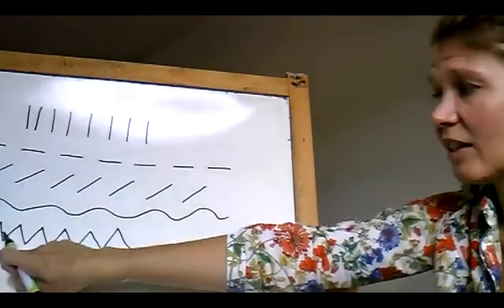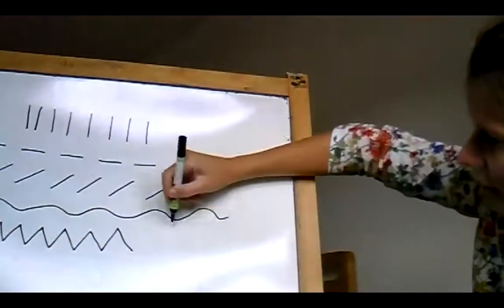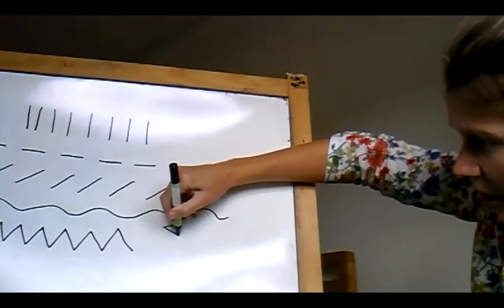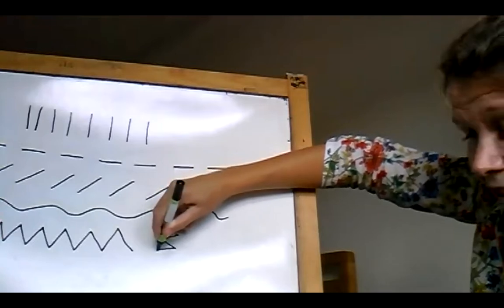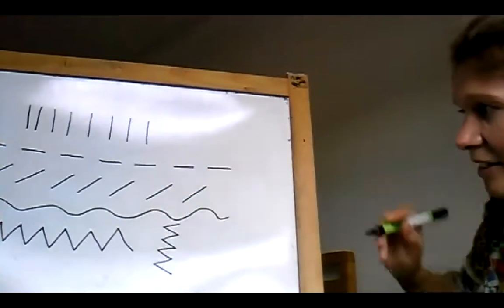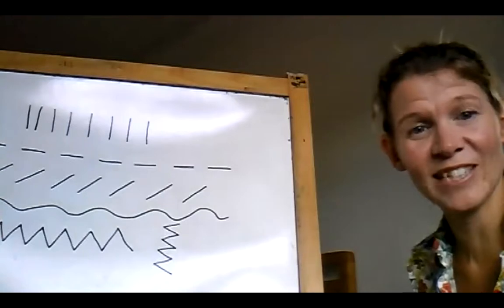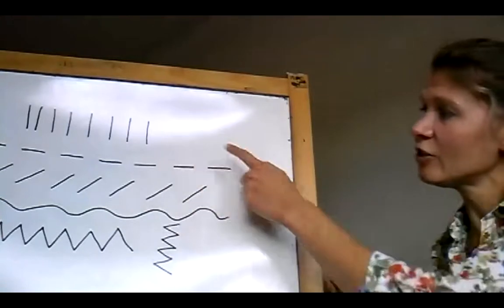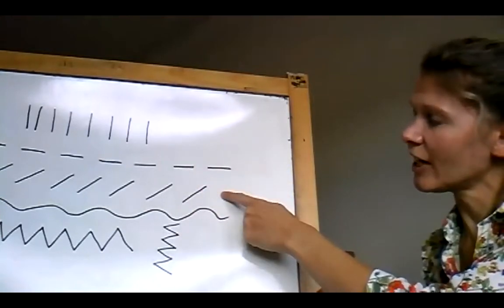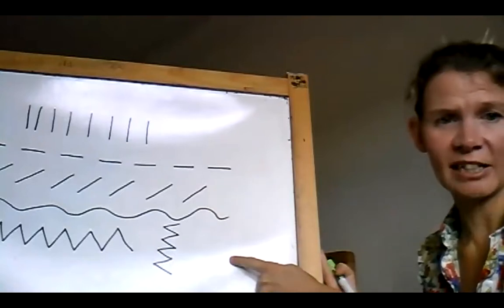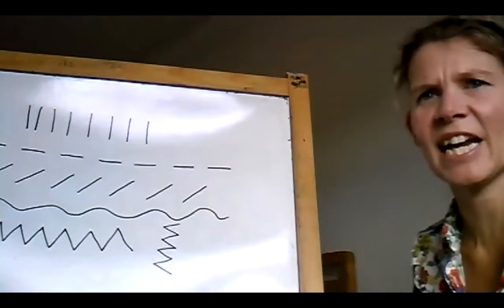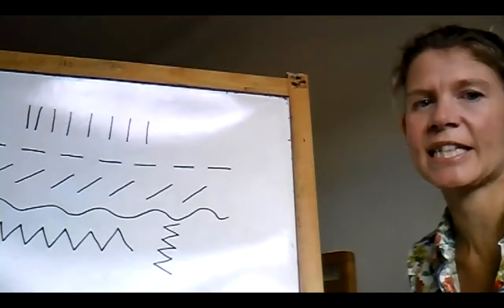Your zigzag line doesn't have to go across horizontally. It can go vertically as well. You could do zig, zag, zig, zag, zig, zag, zig, zag. So there we have our zigzag line. Vertical, horizontal, diagonal, wavy, zigzag. Right, my next line. This is going to be my scalloped line.